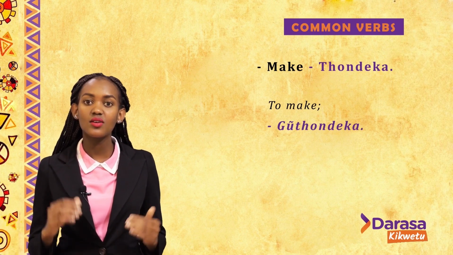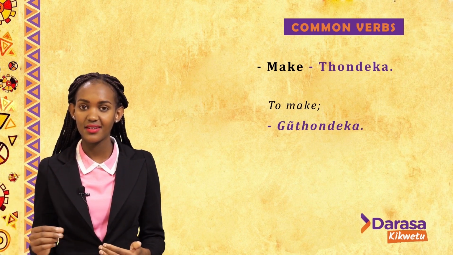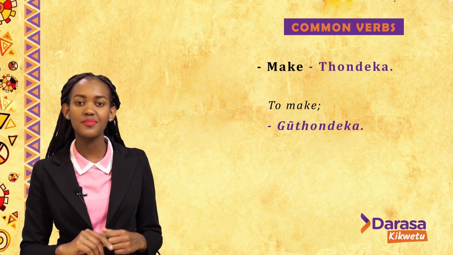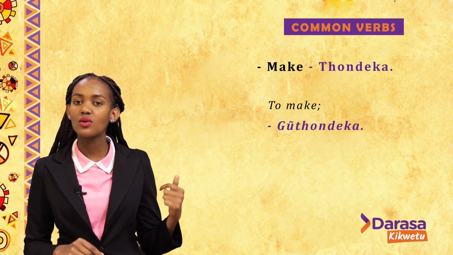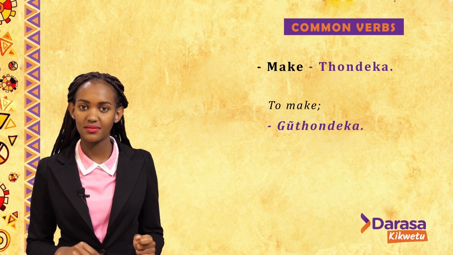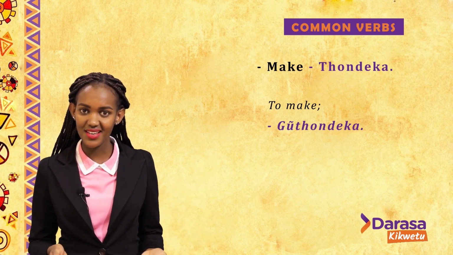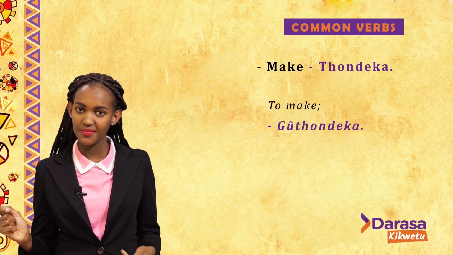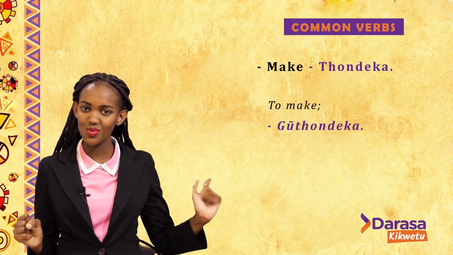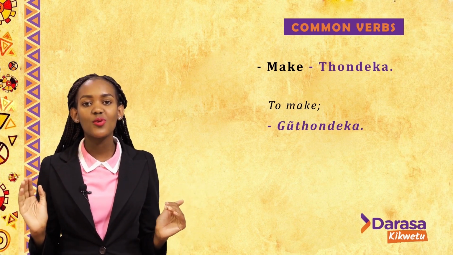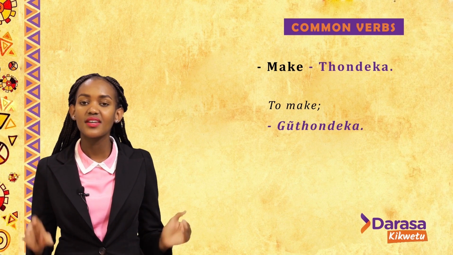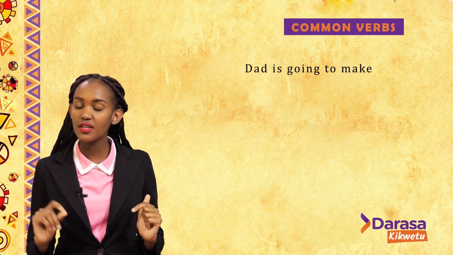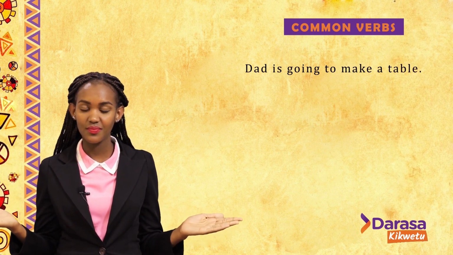gudhodeka. So make dhodeka. To make gudhodeka. Let's say that together. Make thondeka. And to make guthondeka. In a sentence, we can say, Dad is going to make a table.